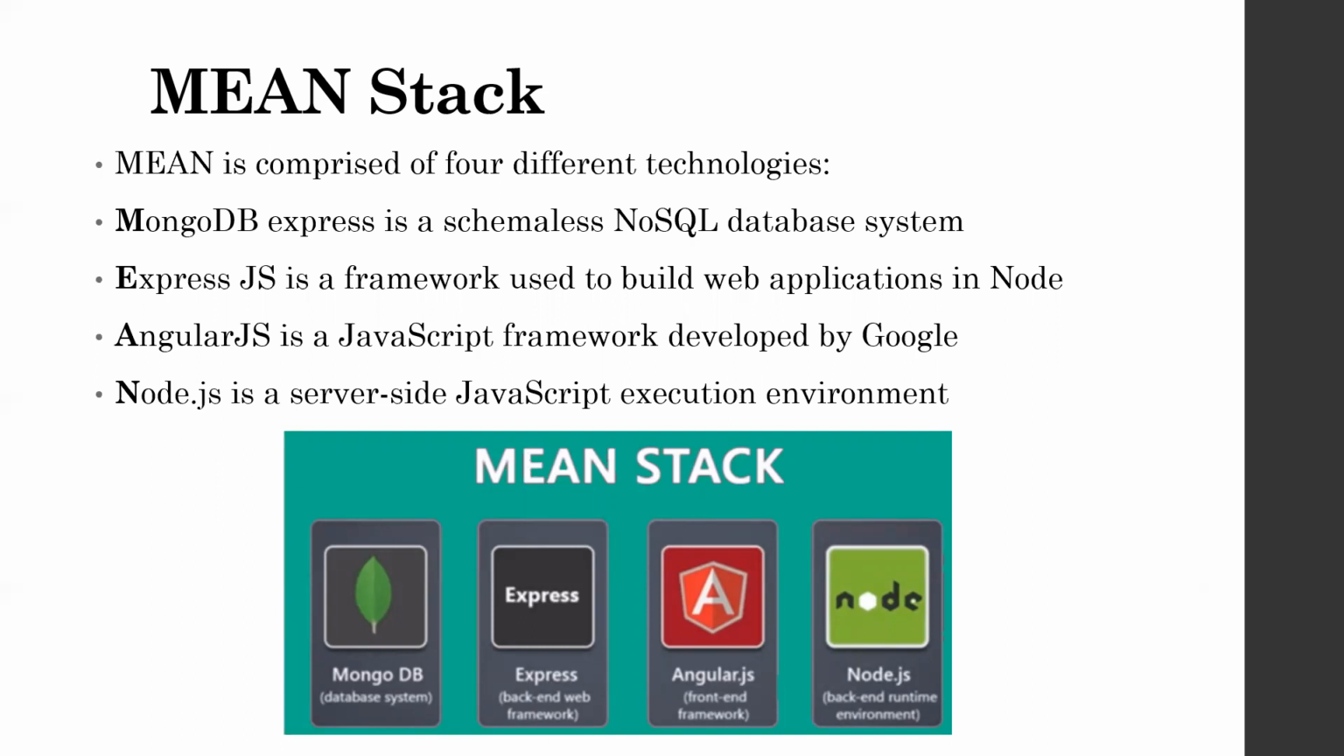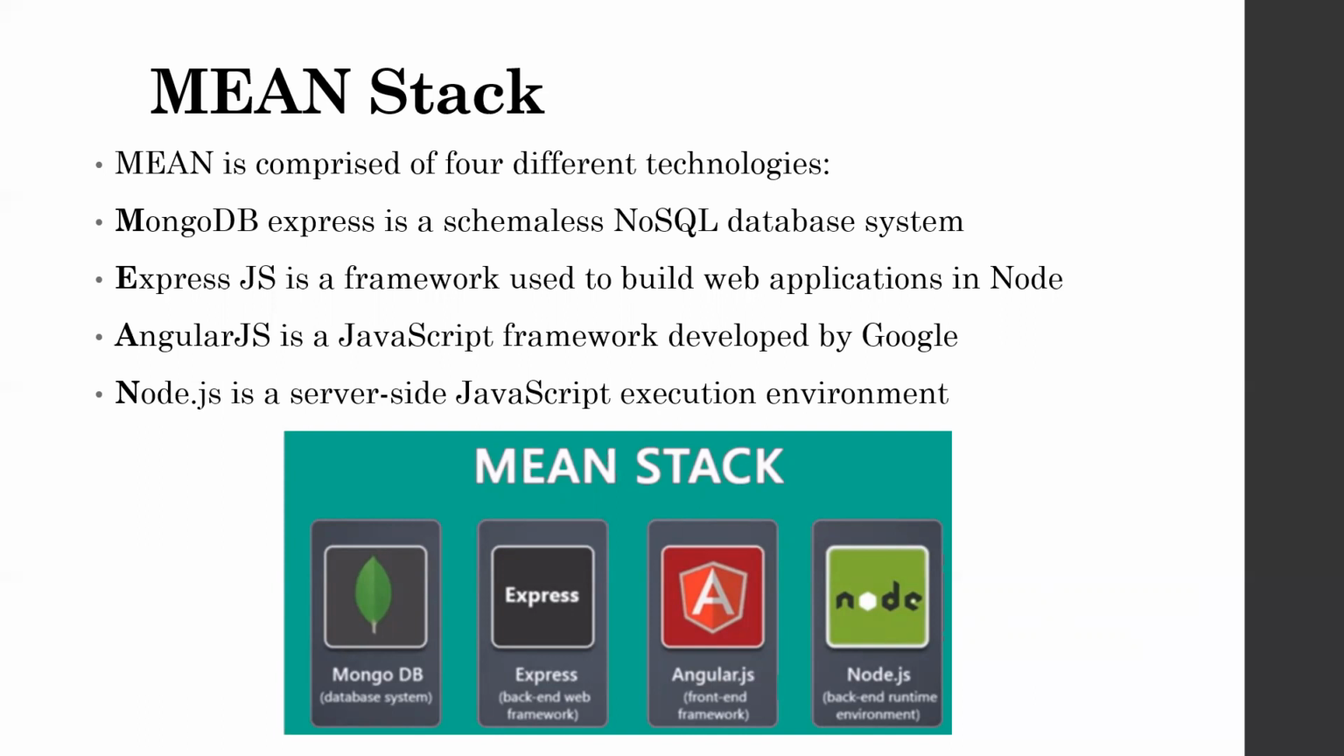MongoDB is a schemaless NoSQL database. So here MongoDB is one of the databases where we are not going to use SQL. It is well known as a NoSQL database system. Express.js is a framework used to build web applications in Node.js. So we can say that Express.js is one of the frameworks provided for Node development.